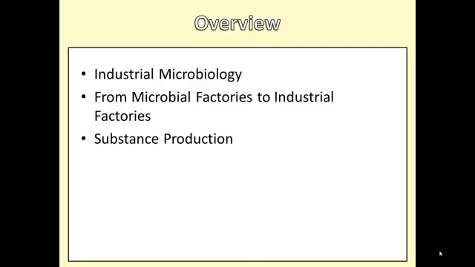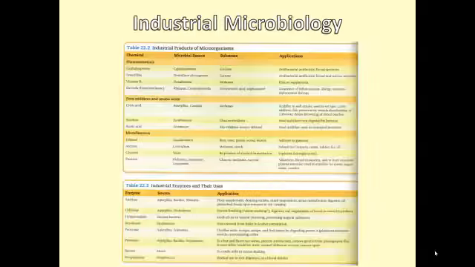In this topic, we're going to cover industrial microbiology, from microbial factories to industrial factories, and substance production. Industrial microbiology is using microorganisms to make products on a large scale. This leaves out home hobby brewers, but not commercial microbreweries, to give you an idea of what we mean by large scale. These two tables show a very small sample of the industrial products and enzymes produced by microbes.